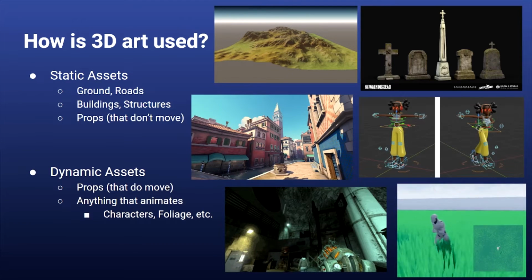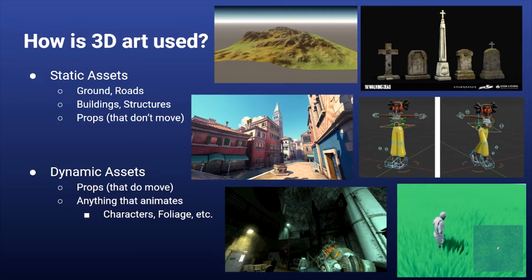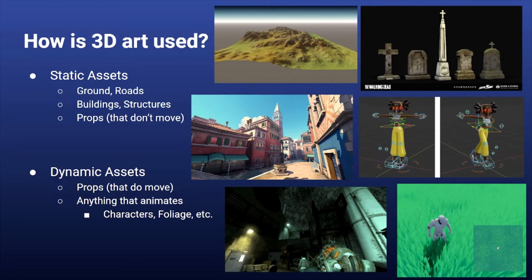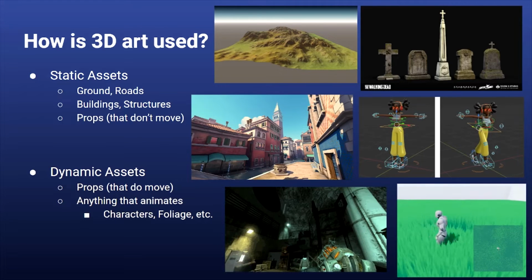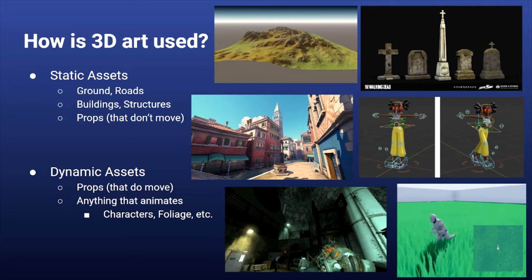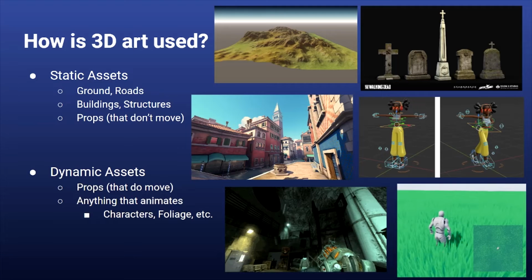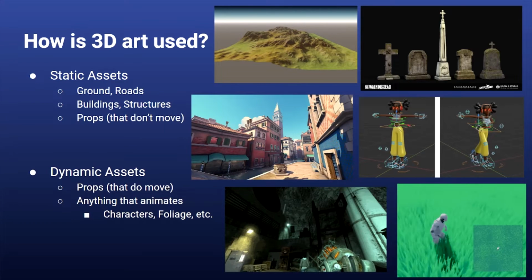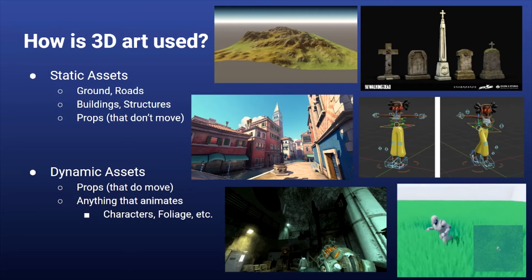Then you're going to have dynamic assets, which are basically anything that is animated or anything that is interacting with physics. So props like you see in Half-Life here, which has a robust physics engine. Those are all dynamic. The grass here, I don't know if you can really tell, but it's actually swaying a little bit. That's dynamic. The character itself is also animated, and that's dynamic.